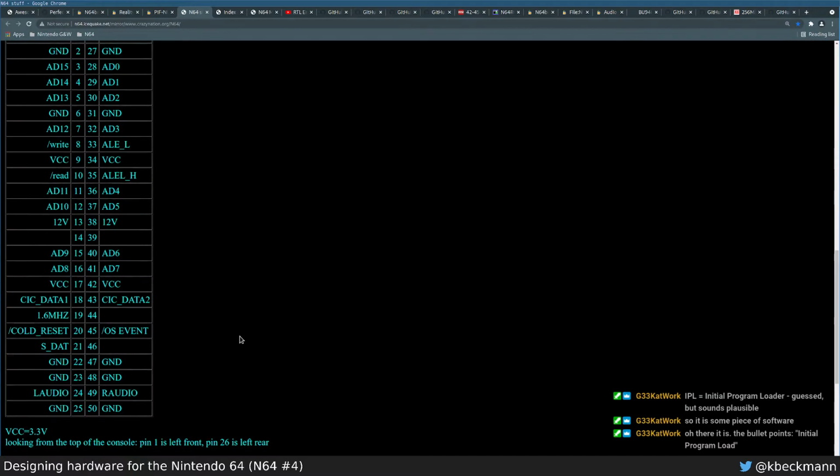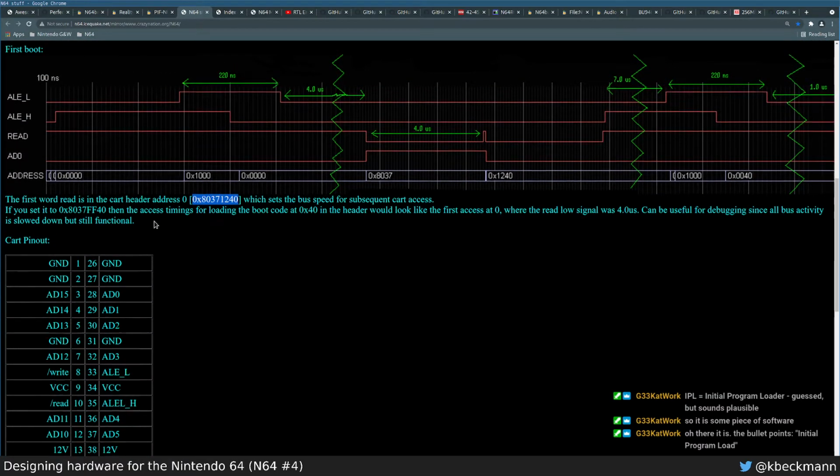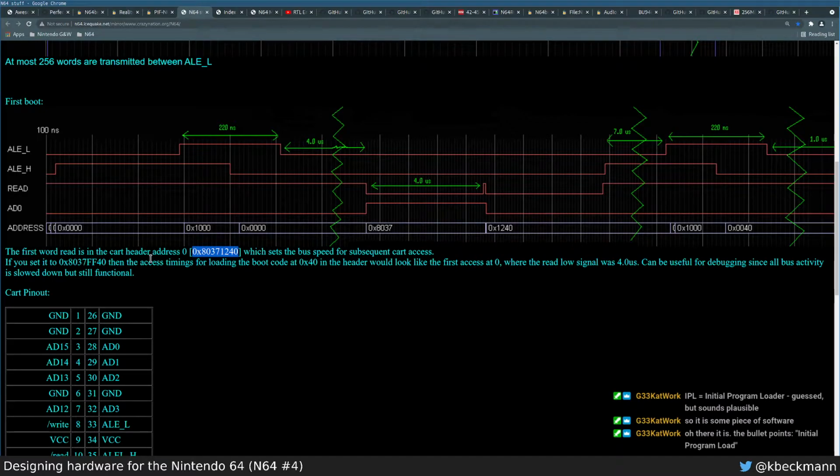There was some talk about this parameter here. The first word read is the cart header, which sets the bus speed for subsequent cart access. And that could actually be, because I have this super jank setup with the flying wires all over the place.